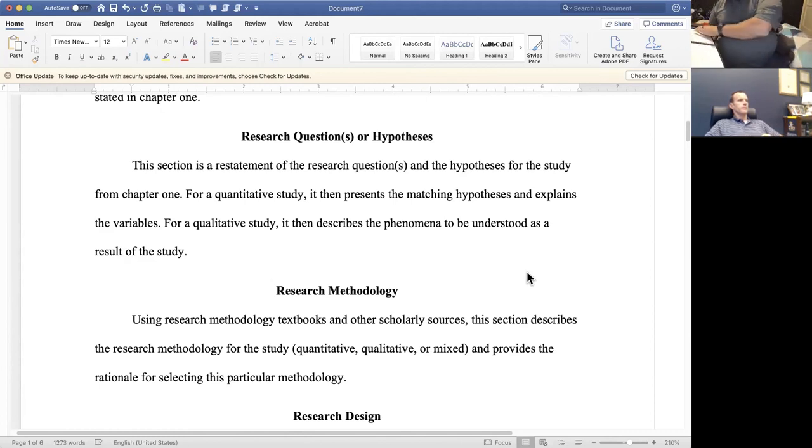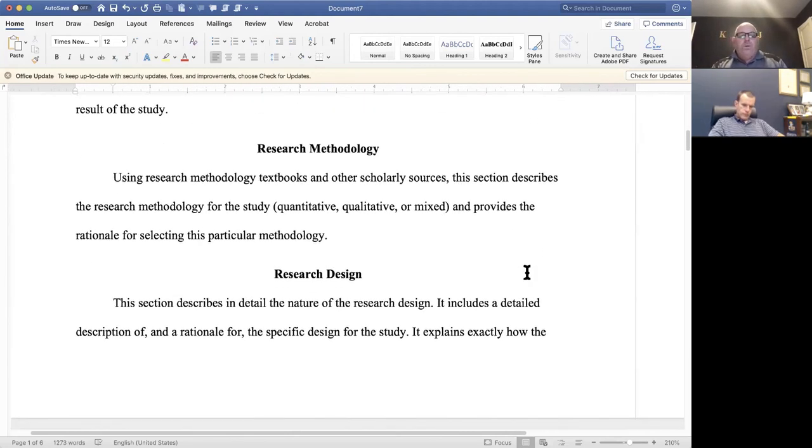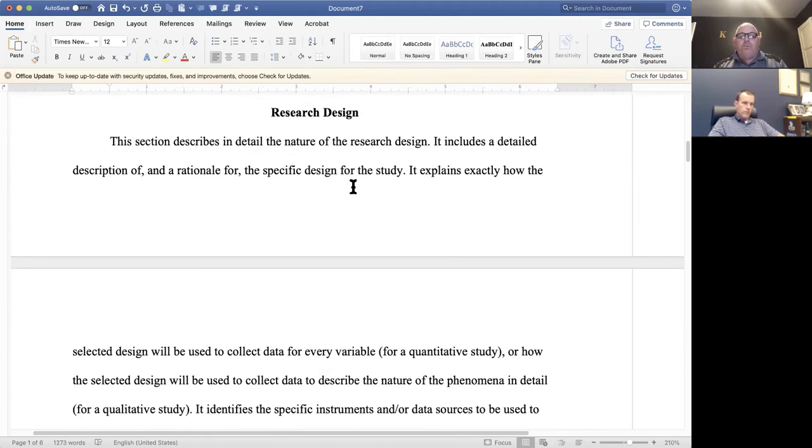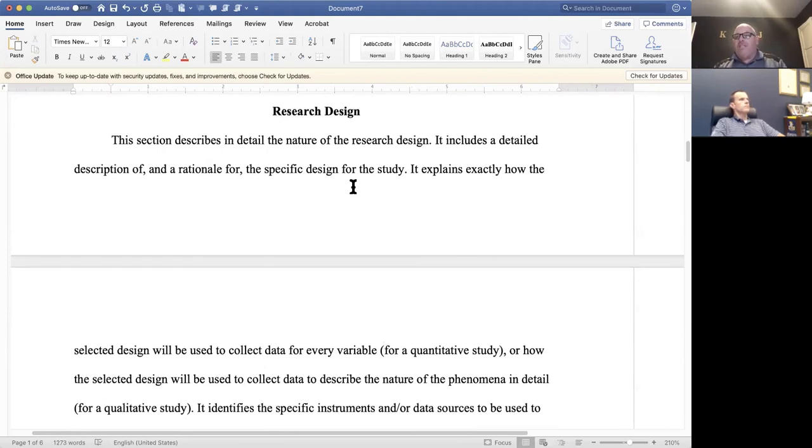Next portion is the research design. Now this one's a little bit longer, and it asks for a little more stuff. So remember, I'm going to send you these notes that I'm reading off of right now. And then you can use it almost like a checklist. The research design is real short, but it's rather detailed. Again, you're going to start out by reintroducing the methodology.